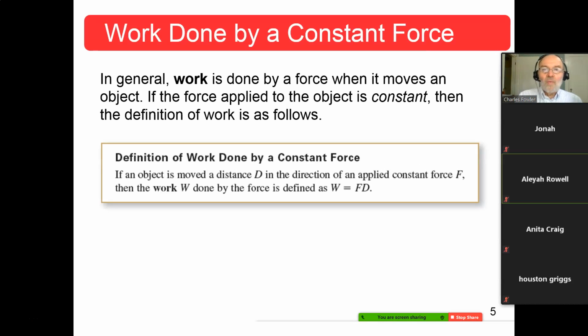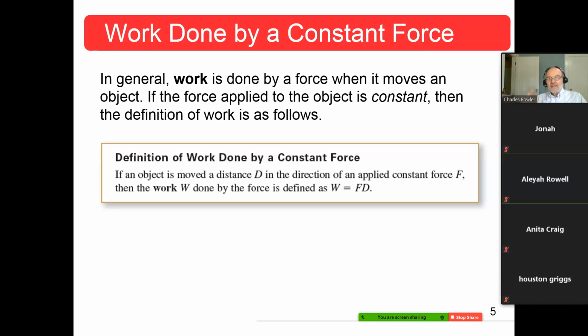In general, work is done by a force when it moves an object. If the force applied to the object is a constant force, then the definition of work is as follows. And this is almost straight from physics. If an object is moved the distance d in the direction of an applied force F, then the work W done by the force is defined as F times d, the force times the displacement.